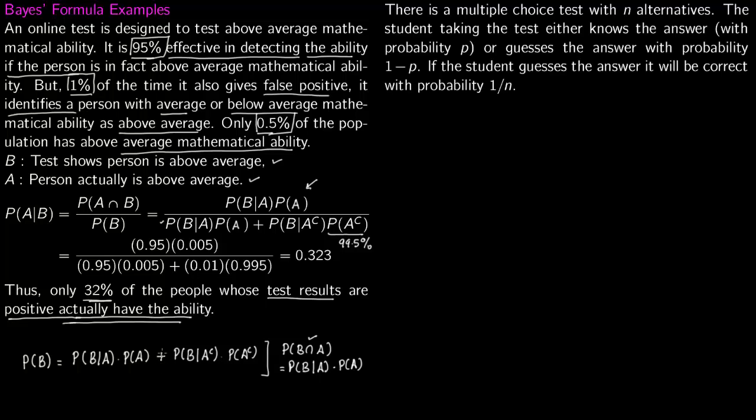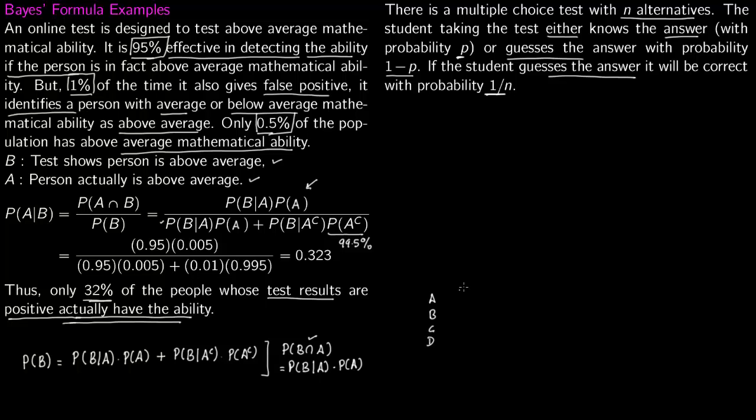Let us do another example. Suppose there is a multiple choice test with n alternatives. Now the student is taking a test. He either knows the answer with probability P or he guesses the answer with probability 1 minus P. So if you know the answer with probability P, you do not know the answer with probability 1 minus P. If the student guesses the answer, it will be correct with probability 1 by n, because it's a multiple choice, and suppose n is 4, so you will have 4 alternatives, A, B, C, D.